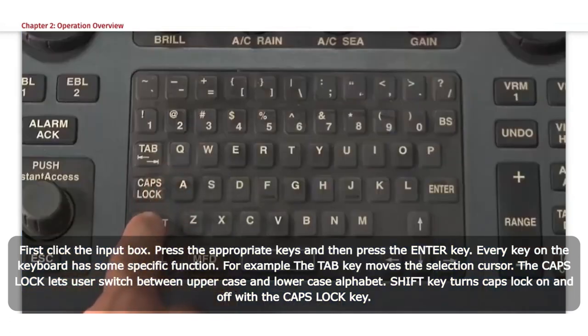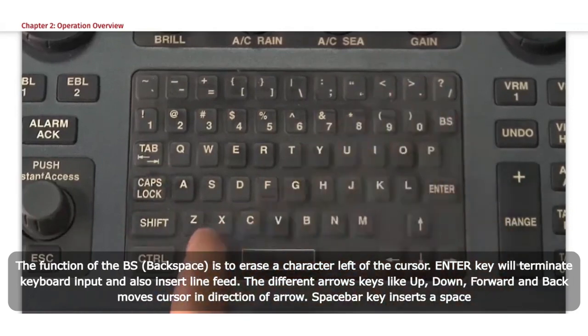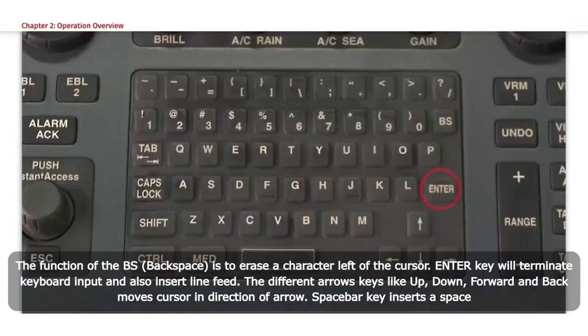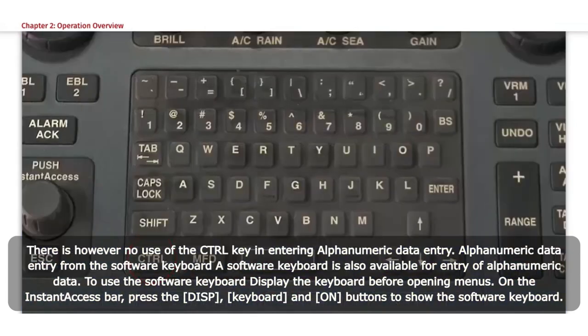Shift key turns Caps Lock on and off with the Caps Lock key. The function of the BS, backspace, is to erase a character left of the cursor. Enter key will terminate keyboard input and also insert line feed. The different arrow keys, like up, down, forward and back, move the cursor in the direction of the arrow. Spacebar key inserts a space. There is, however, no use of the control key in entering alphanumeric data.